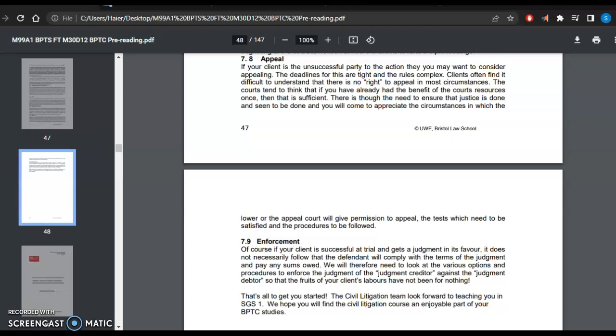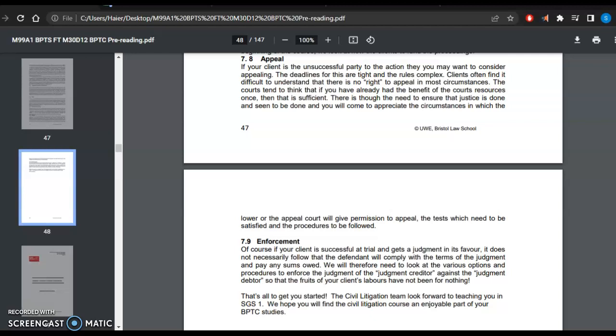So after the trial has been concluded, another stage is the stage of enforcement. If the defendant has lost the case, it doesn't mean that he will comply with the course of action that has been given against him. That is why the enforcement stage is very necessary.